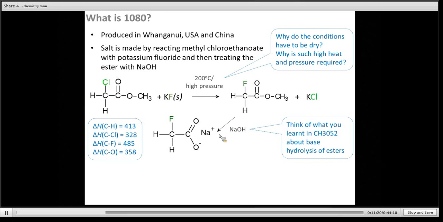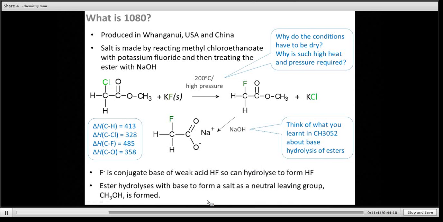So remember, all esters and amides, the peptide link and the ester link, are susceptible to acid and bases. So if we treat this with a base, we'll get our sodium fluoroethanoate being formed because it gets cleaved over there, and I get methanol coming off. Right, so that is just simply a summary of why we use dry KF and why we treat it with sodium hydroxide at the end.